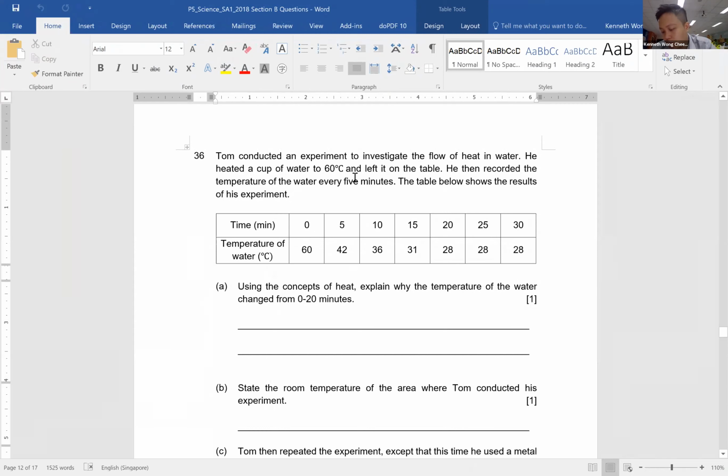Now, I've taught all of you how to take note of what I call scientific key points in your questions. So what are some examples of scientific key points here? What does Tom want to find out? He wants to find out the flow of heat. So what should you be looking at? The topic. When you identify the topic of the question, it's on heat. Next thing to take note of is that he heated it to 60 degrees Celsius and then left it on the table. After that, he recorded the temperature of the water every 5 minutes.